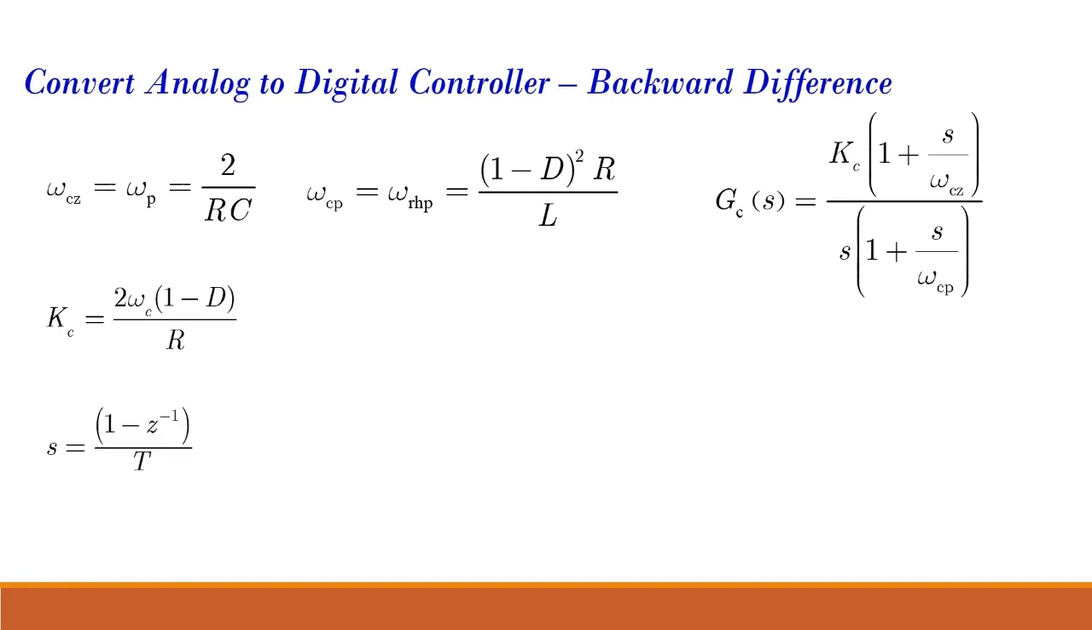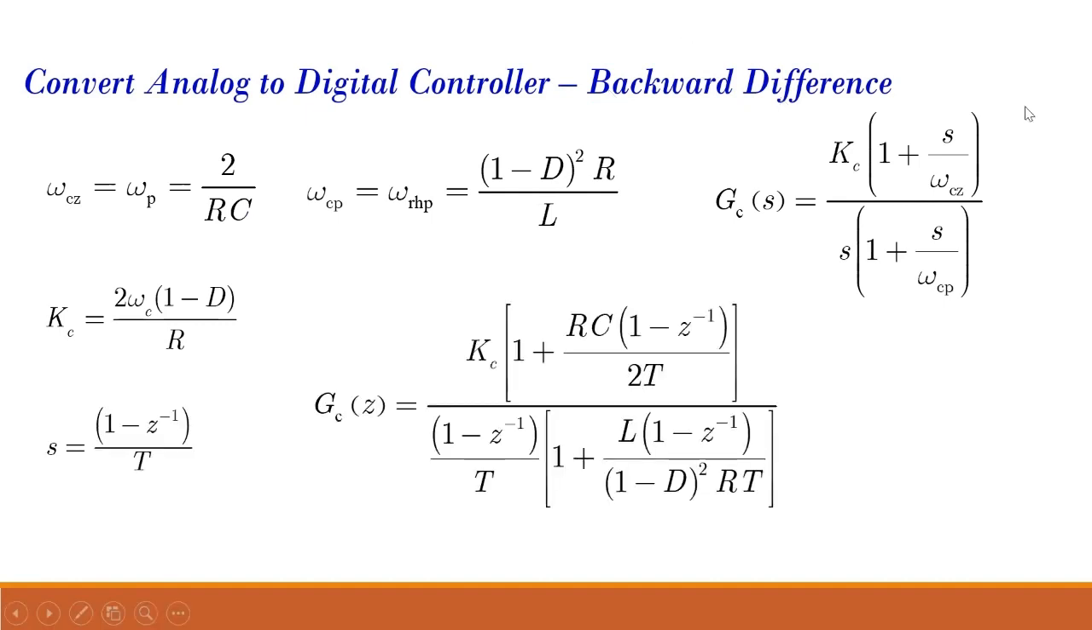So using this method, we will get this transfer function. This is the transfer function of my type 2 compensator. It has a 0, one pole at origin, and one pole at some value.